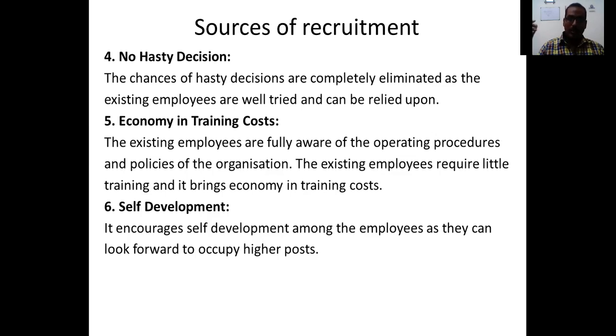So these are the advantages of recruiting from inside the organization. There are so many advantages. That's why, in the recruitment process, the first step is to recruit or look for people internally.